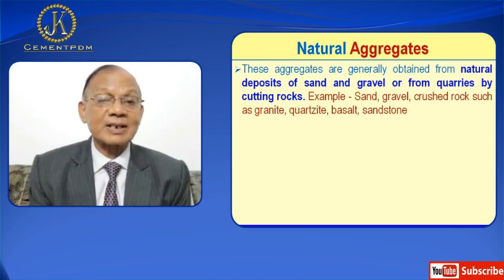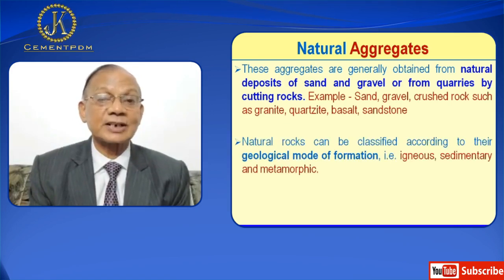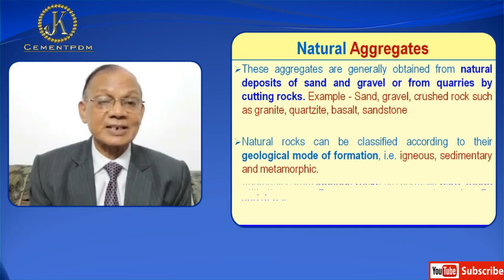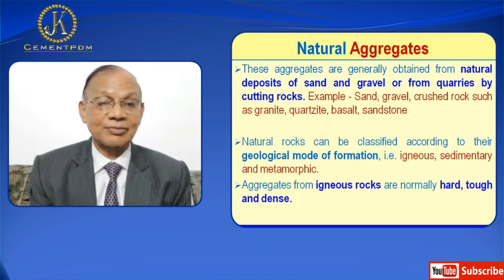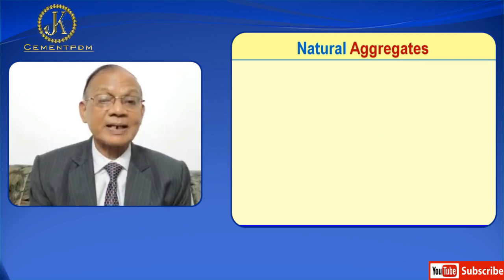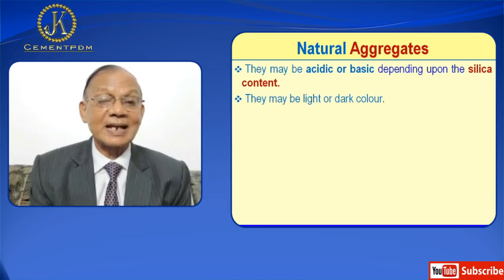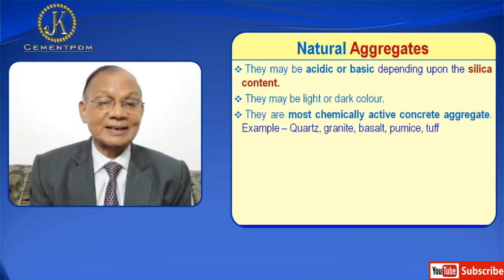Natural rocks can be classified according to their geological mode of formation, that is igneous, sedimentary, and metamorphic. Aggregates from igneous rocks are normally hard, tough, and dense. They may be acidic or basic depending upon the silica. They may be light or dark. They are the most chemically active concrete aggregate. Examples: quartz, granite, basalt, pumice, tuff.